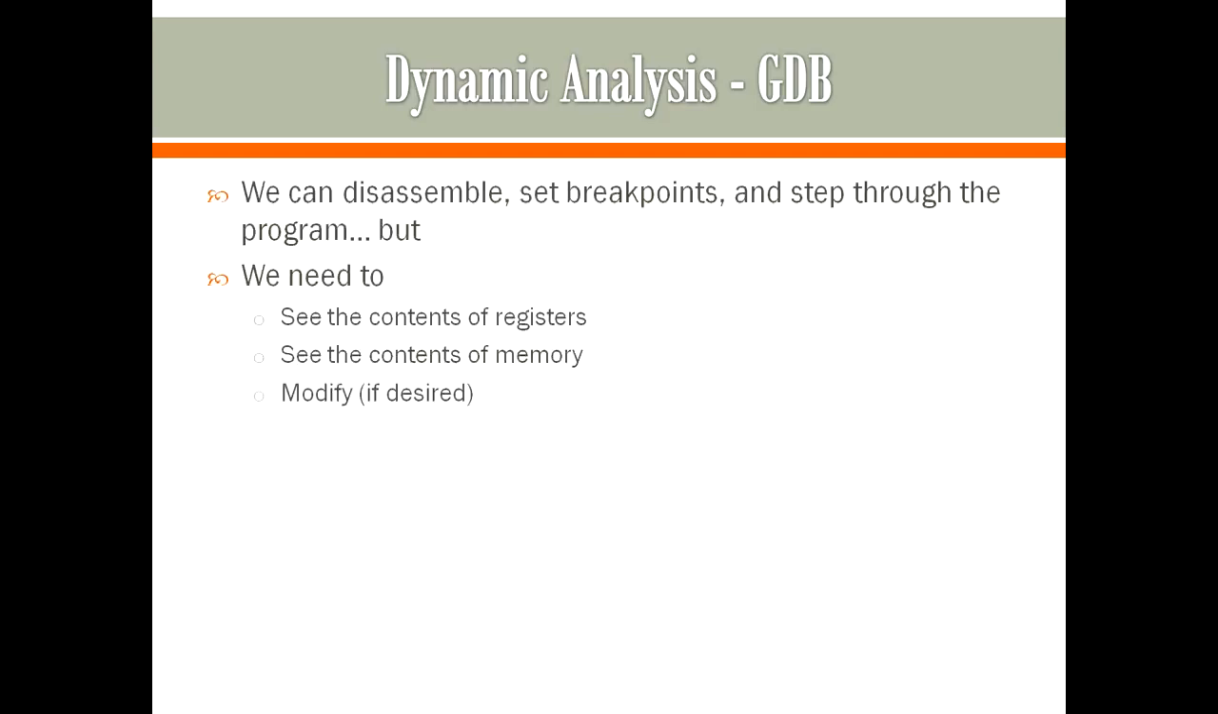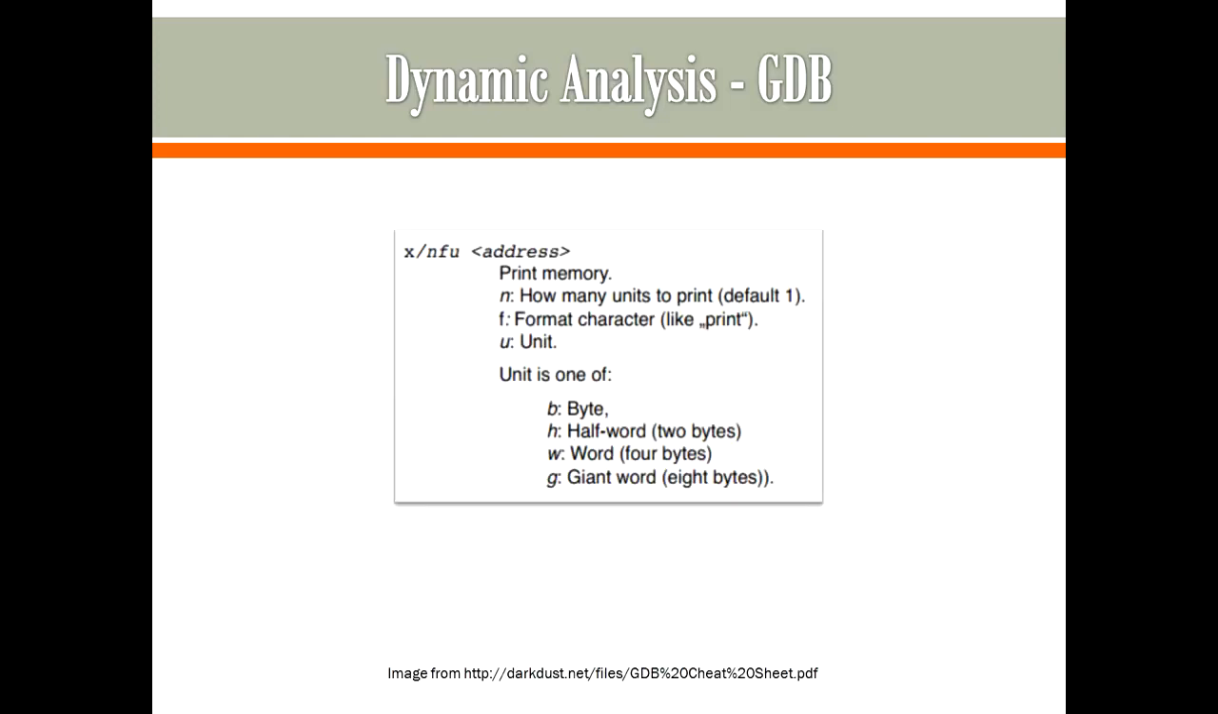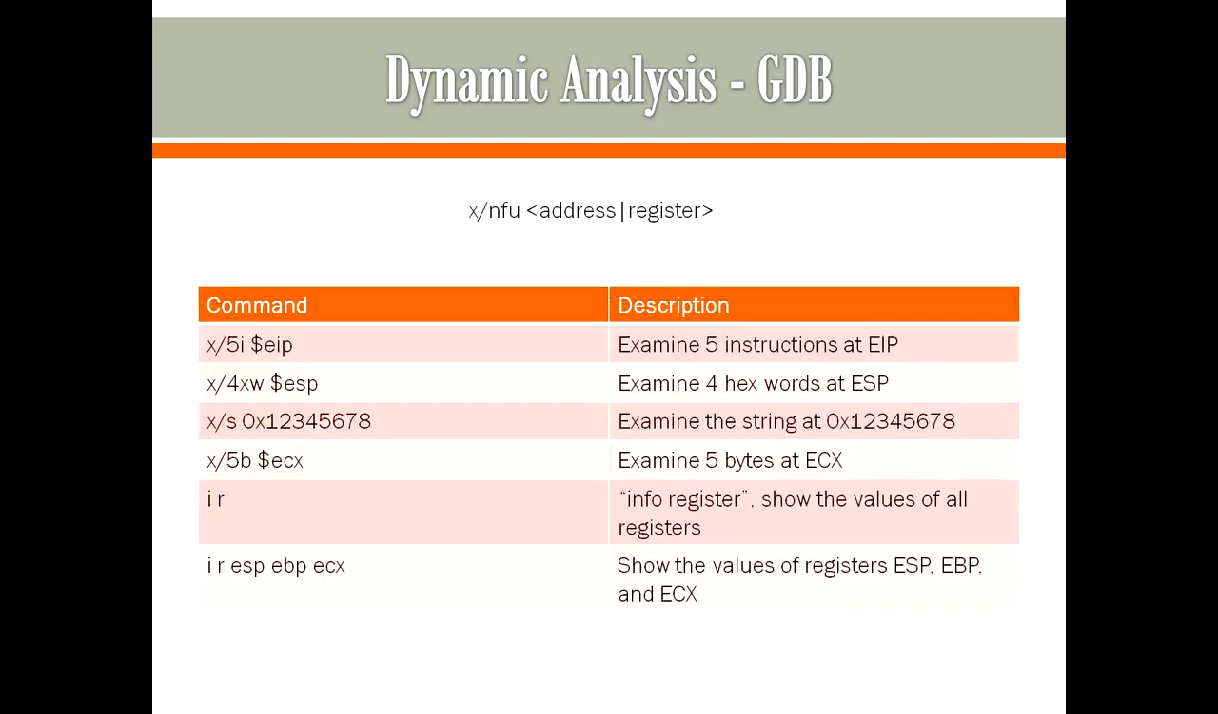So far, we can disassemble our binary, set breakpoints, and step through the program as necessary. However, it would be more helpful to view the contents of our registers and memory to determine if they need to be modified. To examine memory, you want to use the examine command. After the x/, there are three parameters, which are the number of units, the format to display the information, and the unit size, such as bytes or words, and so on. Here are examples of this command.